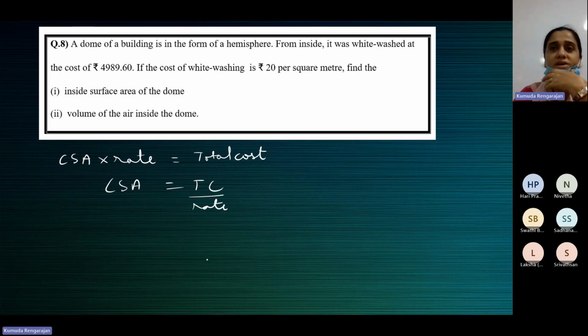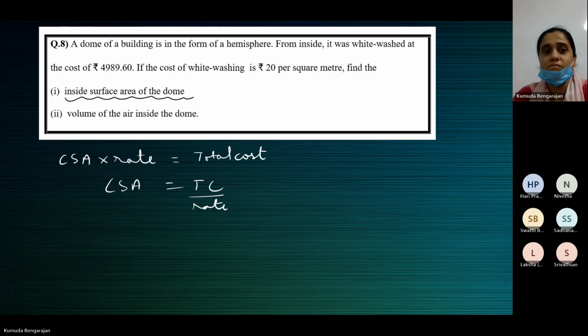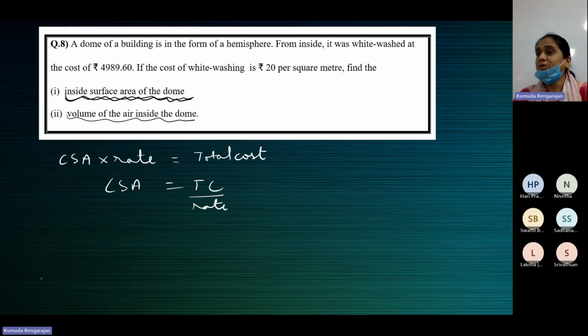So you have the total cost there and the rate. If you divide, you'll get the CSA. And that's only the inside surface area of the dome. Then you should find the volume of the air inside the dome. For that, you need the radius because you have to find 2 by 3 pi r cube. To find the volume of air inside the dome, you need the radius.